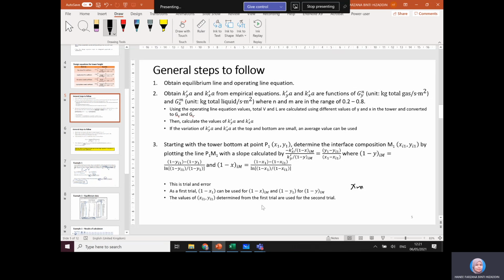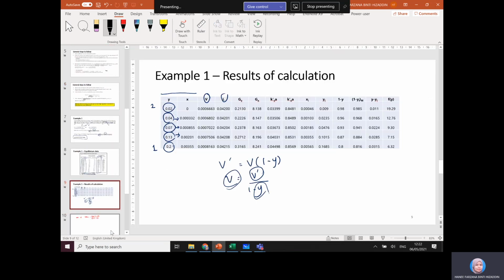Then after you get that, you determine the actual value of xi1 and yi1. Then you repeat the same step, because you need to work around the gradient. If you work on the gradient, you will get that the gradient is about negative 15.3. We start at the bottom of the tower, because this is where the inlet of the gas is. So you start there.